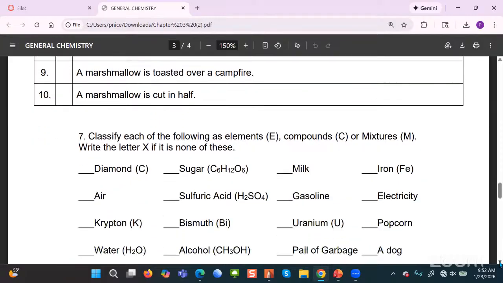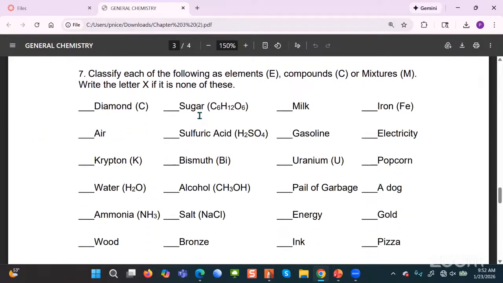So let's scroll down now to number 7. Now in number 7, it says, classify each of the following as elements, E, compounds, C, or mixtures, M, and then write the letter X if none of the above applies, all right? So those are the options, E for elements, C for compounds, and M for mixtures, all right? So let's start off with this row right here. Diamond, element, because it's a form of carbon. Sugar, compound. Milk, mixture. Iron, element.